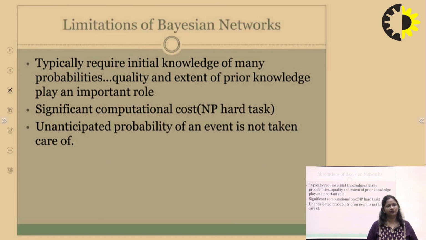Yes, we are also discussing the limitations of Bayesian networks. They typically require initial knowledge of many probabilities. Yes, as we showed in the example, it requires initial knowledge of many probabilities. Quality and extent of prior knowledge play an important role. Significant computation cost. Unanticipated probability of an event is not taken care of.